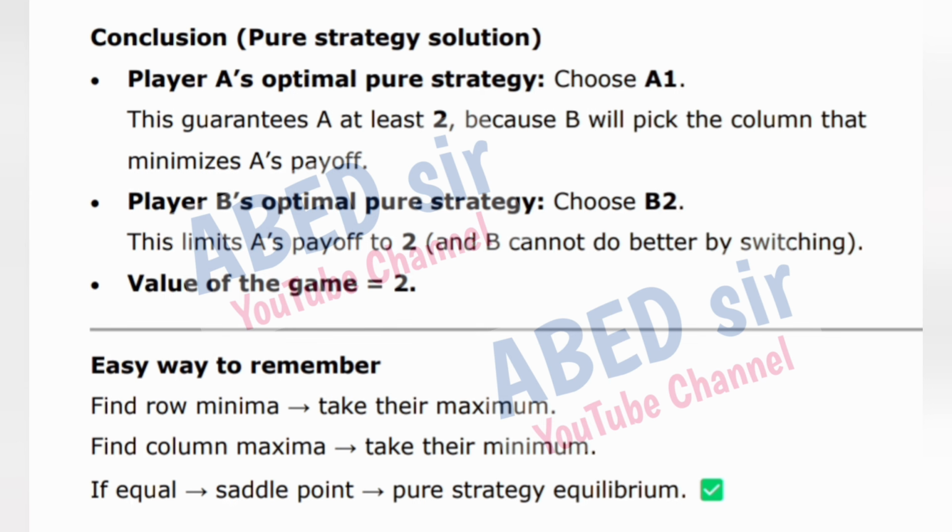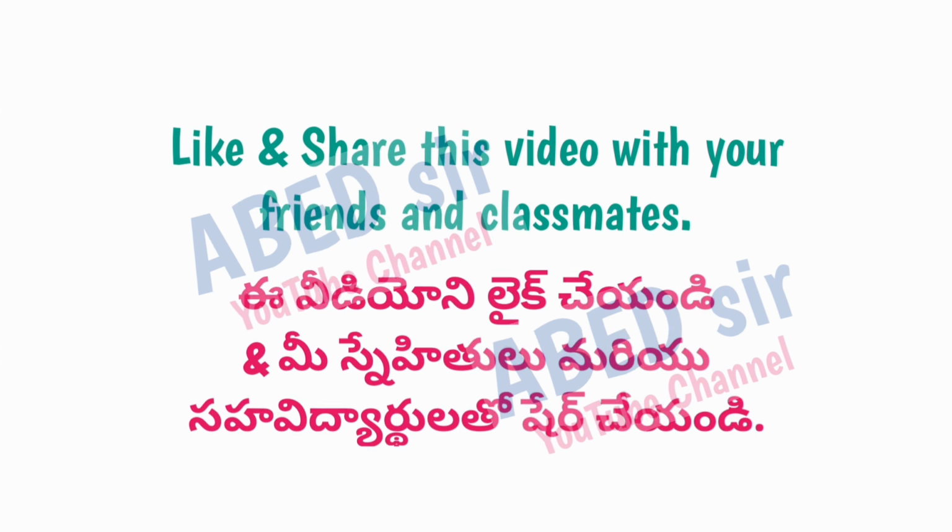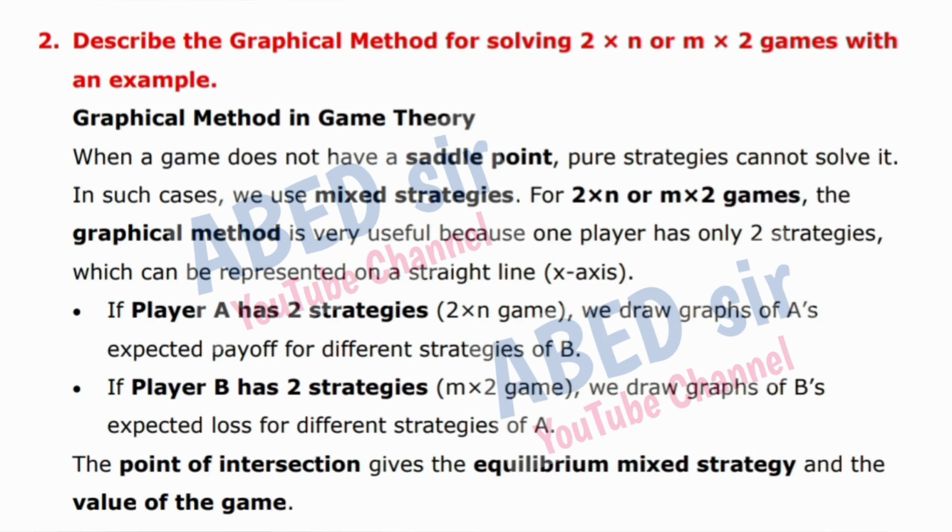Easy way to remember: find row minima, take their maximum. Find column maxima, take their minimum. If equal, saddle point, pure strategy equilibrium. Next important long question is 2: describe the graphical method for solving 2 times n or m times 2 games with an example.